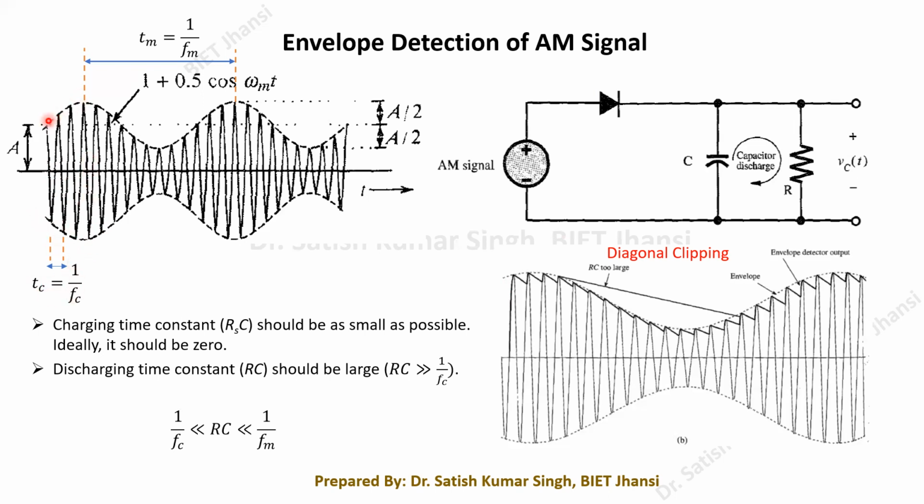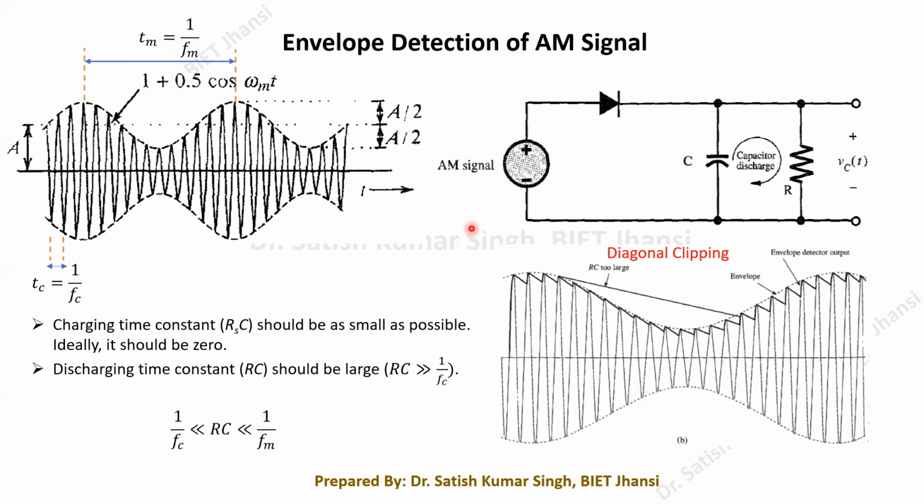Similarly, this variation corresponds to our message signal, whose frequency we have taken as fm. So from this tip to this tip, the time period will be Tm equals 1 upon fm. That will be the time period. Now based on these two time periods we have to think further.